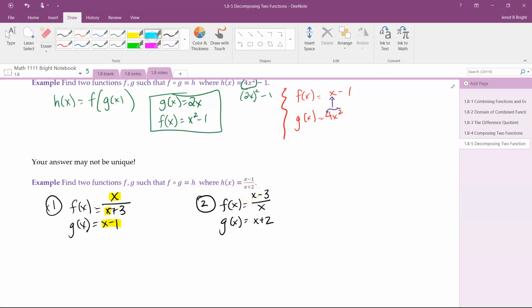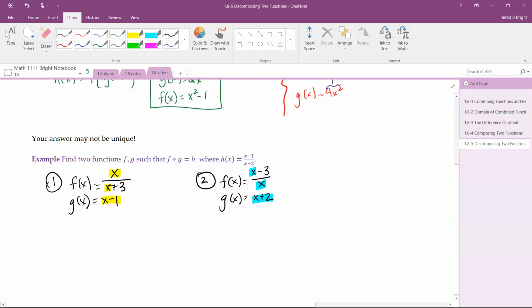Similar thing happens over here in number 2. So again, I take x plus 2, substitute it in for both the x's, and so I'd get x plus 2 in the denominator, and then x plus 2 minus 3 in the numerator, or x minus 1 when you simplify. So again, many different ways to do these. All we're looking for you to do is to say, yeah, this is a possible decomposition, and then as a way to check your composition.